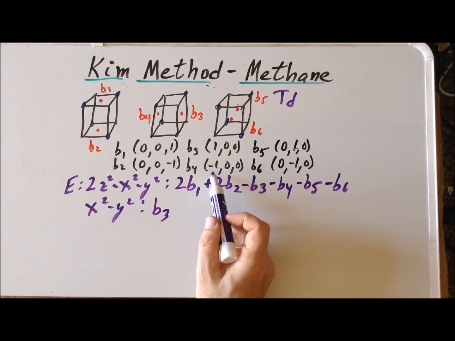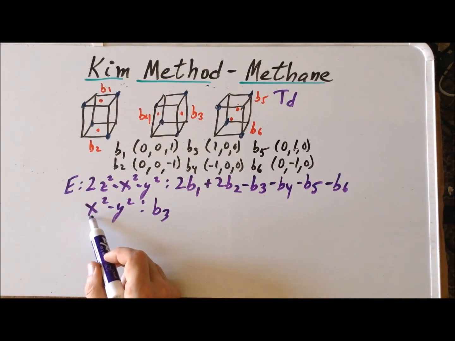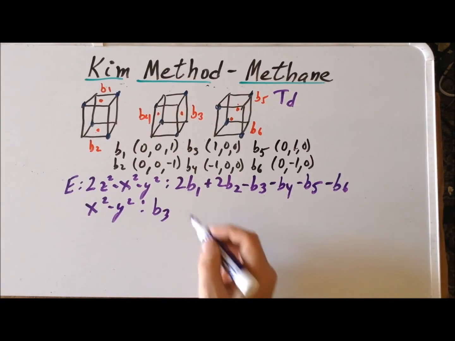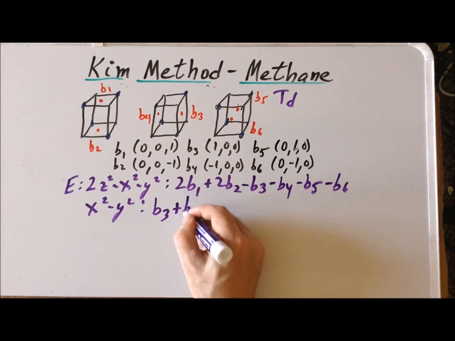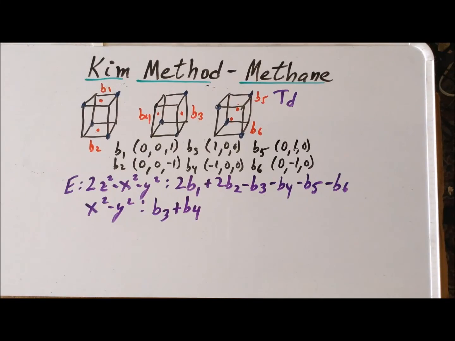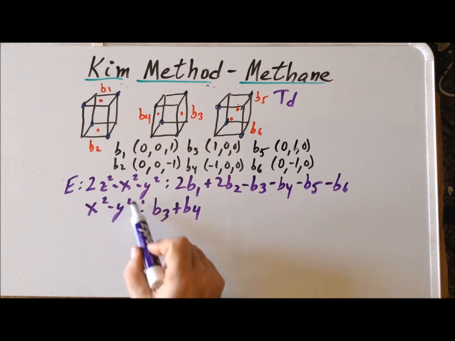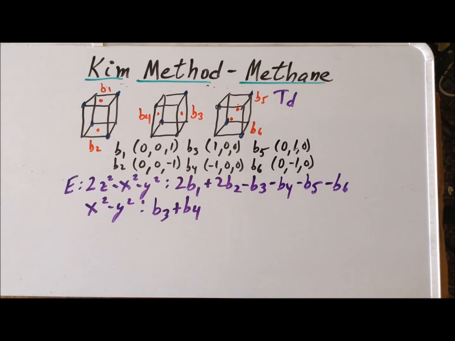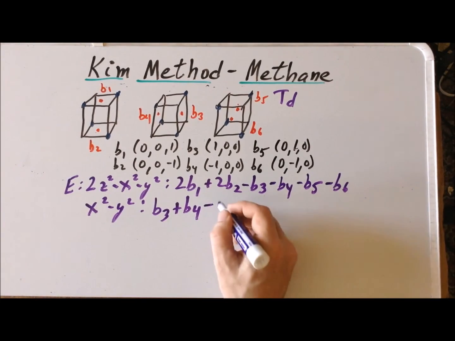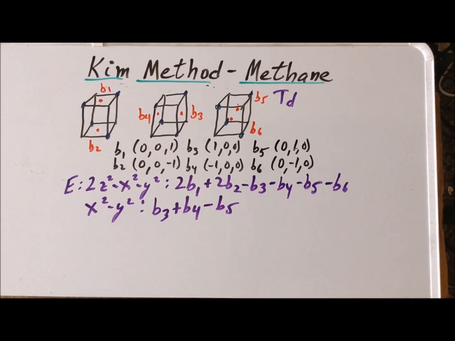Similarly for b4, x is equal to minus 1, but when we square it we get a plus 1. So the coefficient for b4 is going to be a positive 1. For b5, the y coordinate is plus 1. We square it, but then we have minus y squared. So our coefficient is going to be minus 1. So we have minus b5.